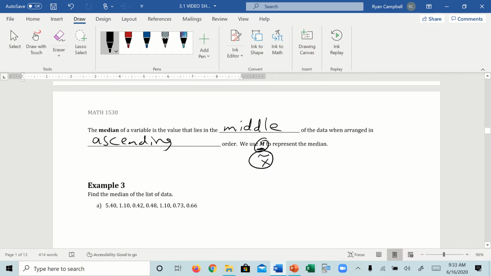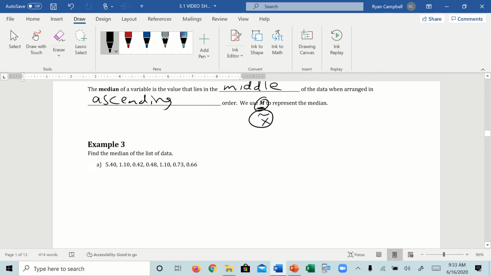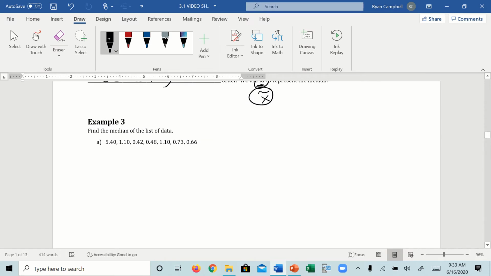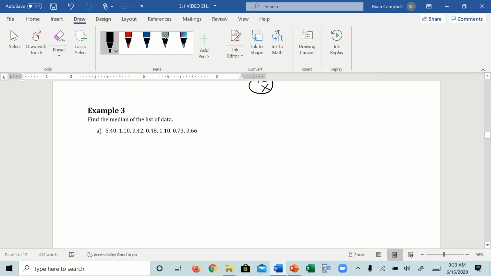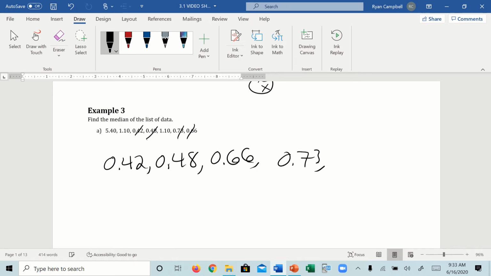All right, so let's find the median. So example number 3, here's a list of data, find the median. So remember, first we have to put them in ascending order, so they need to be in order. So we got 0.42, 0.48, 0.66, 0.73, 1.1, 1.1, and 5.4.